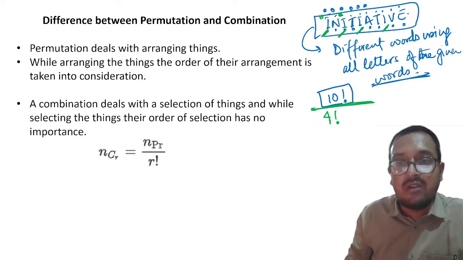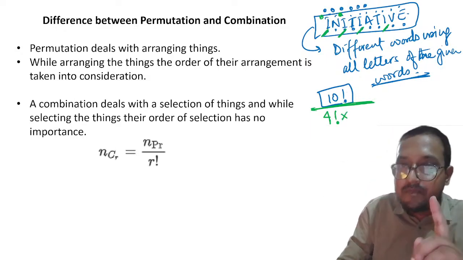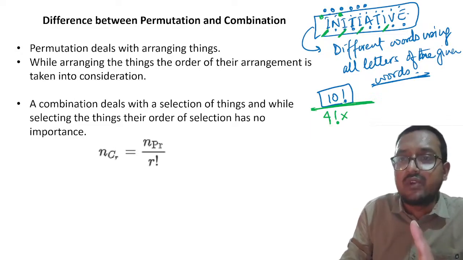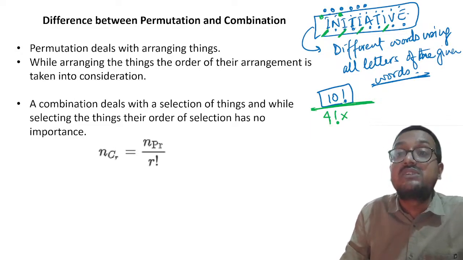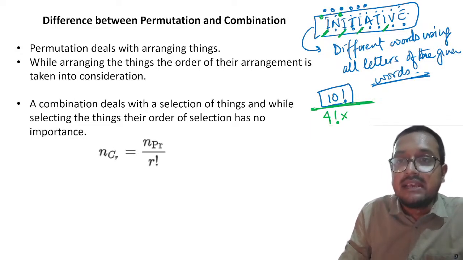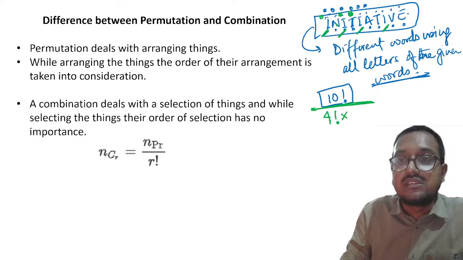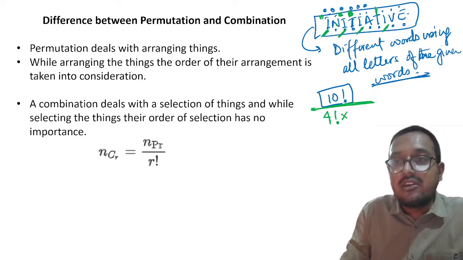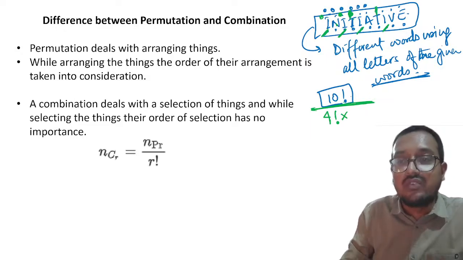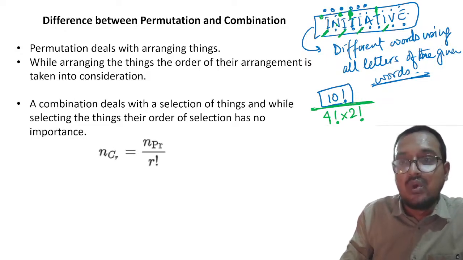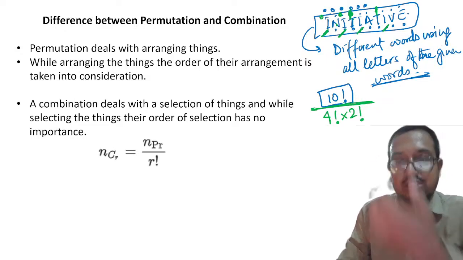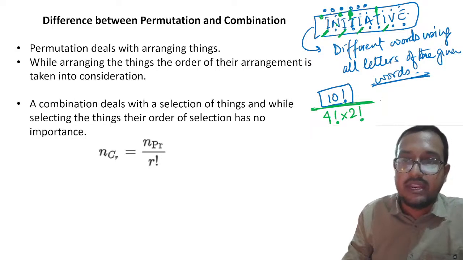So 10 factorial upon 4 factorial multiplied by, if you look carefully, there are other alphabets which have been repeated. Which alphabet is repeated? N, 1 n. Then I think there is no other n. T. Yes, there are 2 t's. 1 and then 2. Can you see these 2 t's? So obviously 2 factorial. Right? Is A repeated? No. Is V repeated? No. E is not repeated. So that will become our final answer.